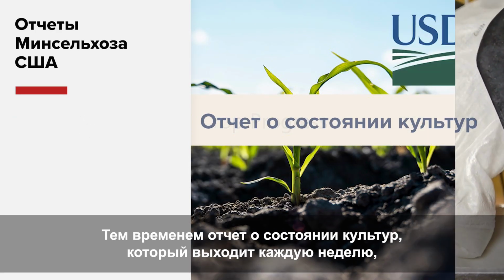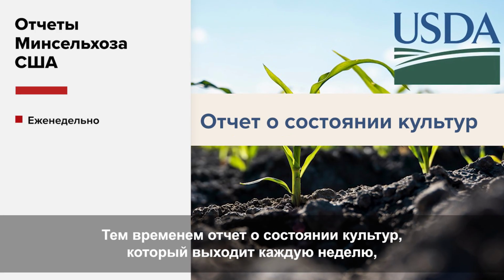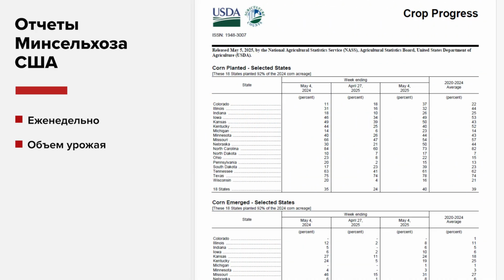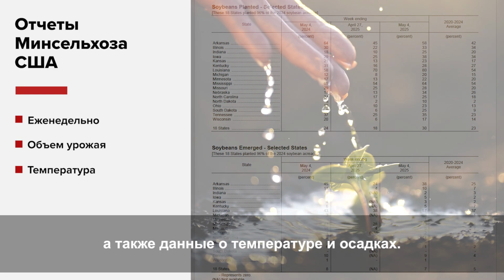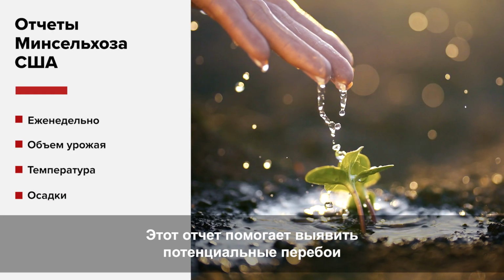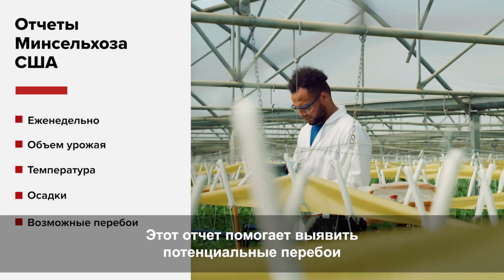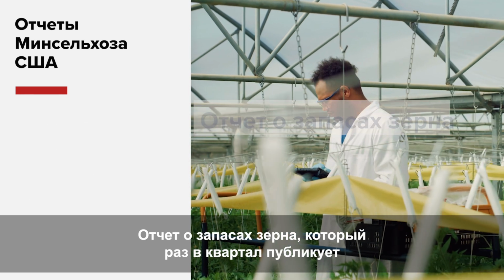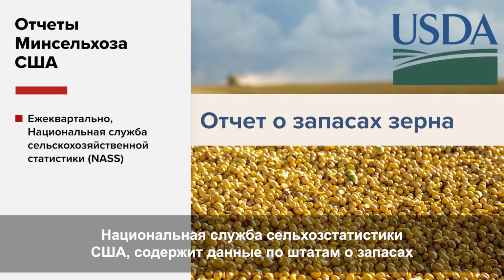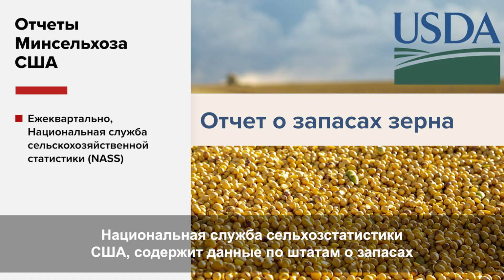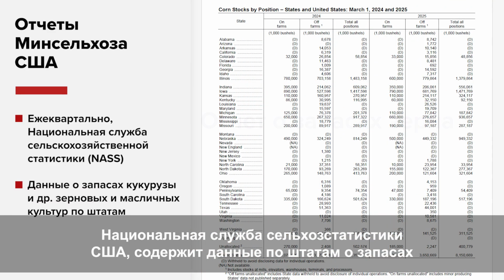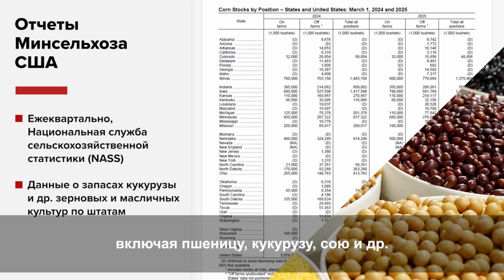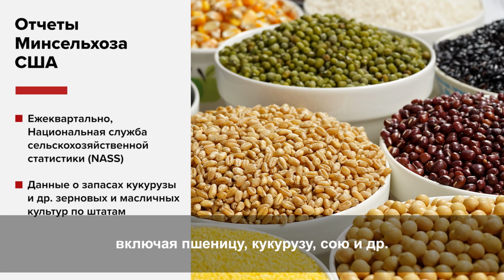Meanwhile, crop progress reports, which are released on a weekly basis, essentially track how much of each crop has been planted or harvested, along with data about temperature and precipitation. The report is generally helpful for identifying potential delays or stress in the growing season. Also, grain stocks reports, published quarterly by the National Agricultural Statistics Service, offer updates on stocks of corn and other major grain and oilseed crops by state, including wheat, corn, soybeans, and more.